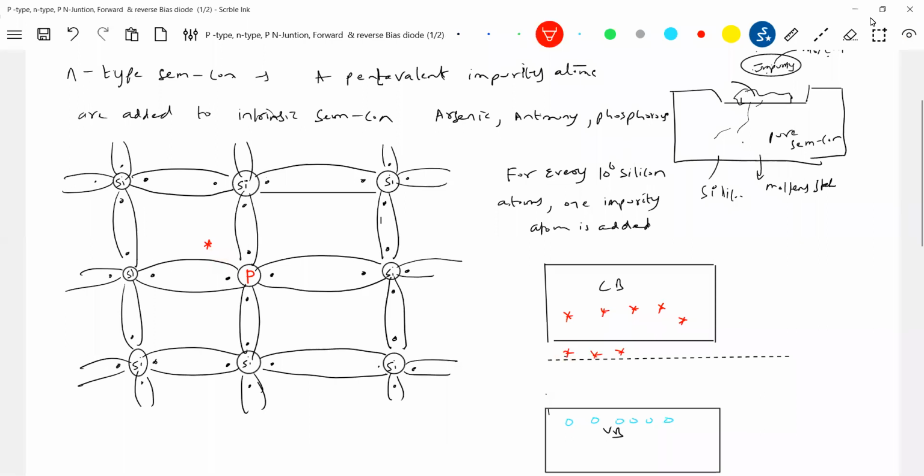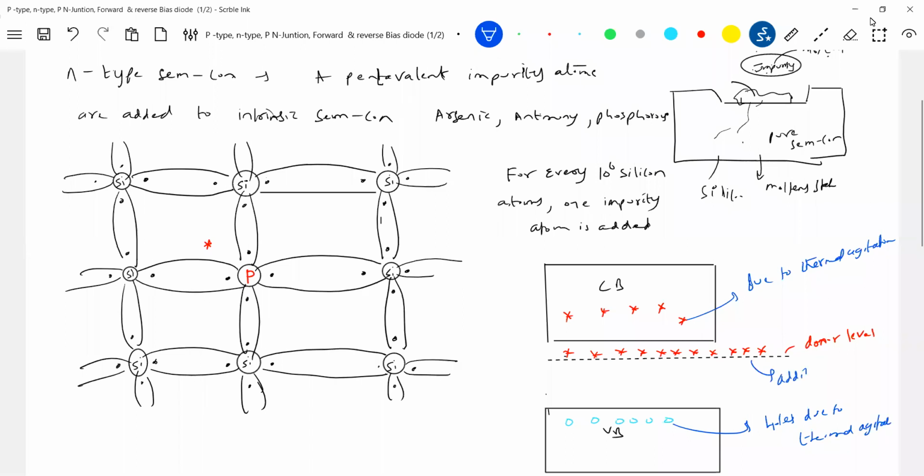So let me show that. This is called a donor level. Why donor? Because that impurity atom donates one electron to the semiconductor material. So the addition of one impurity atom makes one free electron available. What are these free electrons? They are due to thermal agitation, and due to the addition of the impurity atom. What is this energy? It will be bound by 0.05 electron volt. So with small energy it will be bound. If you just supply that energy, it will become free, and it is free to move anywhere inside the material.